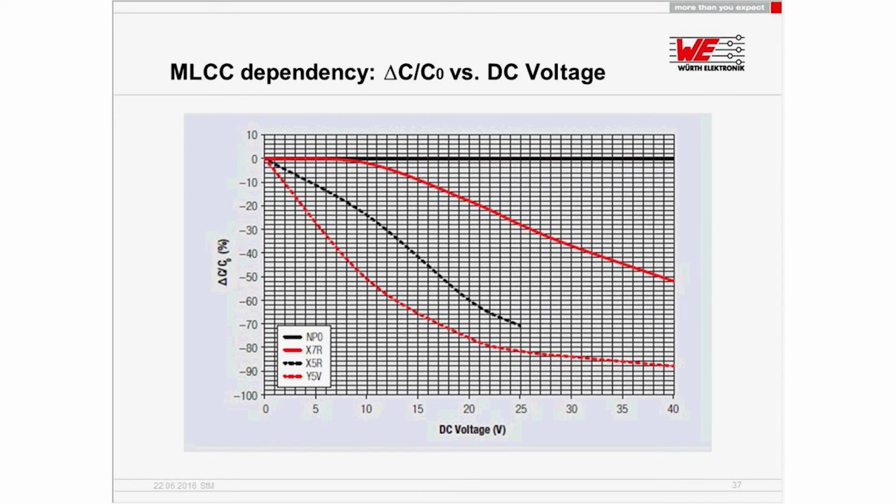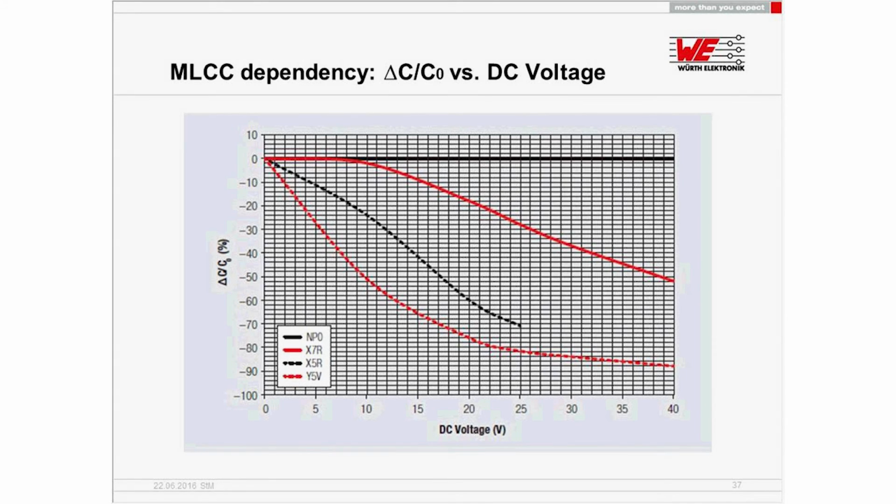So this is really critical. This means if you go to the max rated voltage, you will have a drop of 70% of the capacitance. And if this would be maybe a 10 microfarad capacitor, then you would have just 3 microfarad left if you would apply 25 volt on the 25 volt rated X5R capacitor.